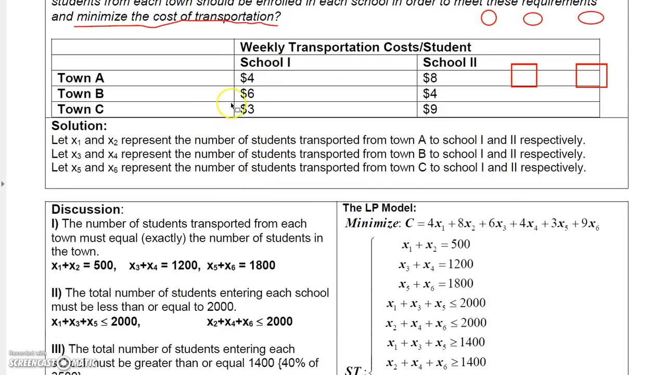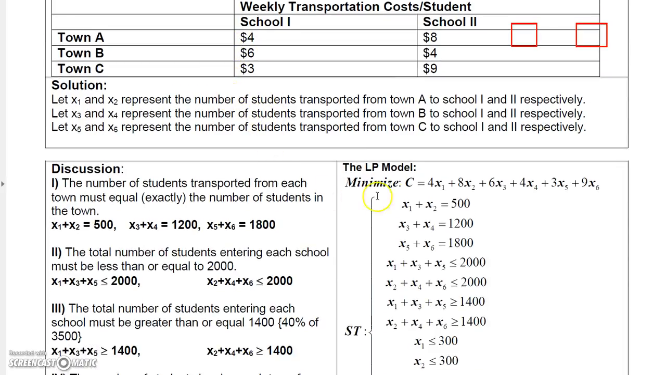And now, since we know the costs, we can put in our objective function, because we want to minimize the cost. It costs $4 to go from town A to school 1, so that's 4x1, $8 from town A to school 2, so that's 8x2, and then so on, $6, $4 for x3 and x4, and then $3 and $9 from town C to school 1 and school 2, and so on. So there's your objective function.